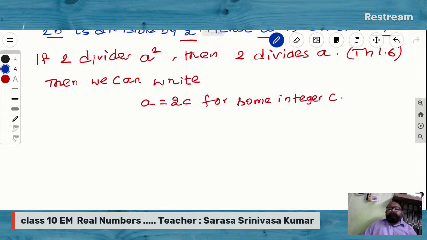We take some examples to understand this concept. How can we write this A equal to 2C? Here, suppose 2 divides 8. Then 8 can be written as 2 multiplied by 4.